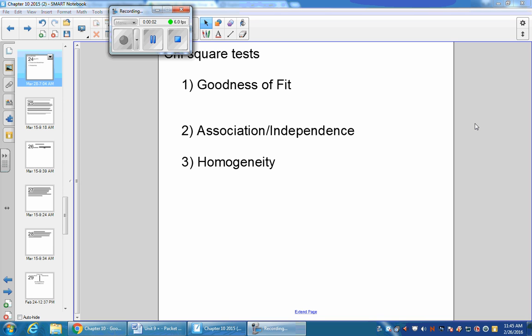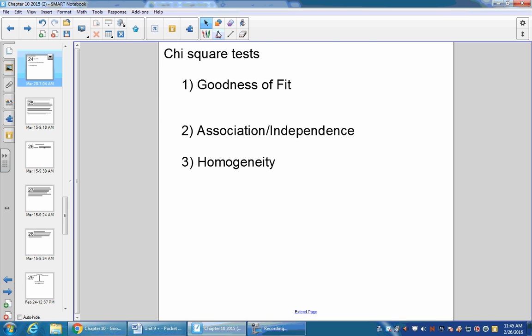Right, so far we have studied the goodness of fit test, but I told you in the beginning that there were three tests: goodness of fit, association and dependence, and homogeneity. Now, goodness of fit test is a good one to use if you have categories like blue, green, yellow, whatever, and then you have values.